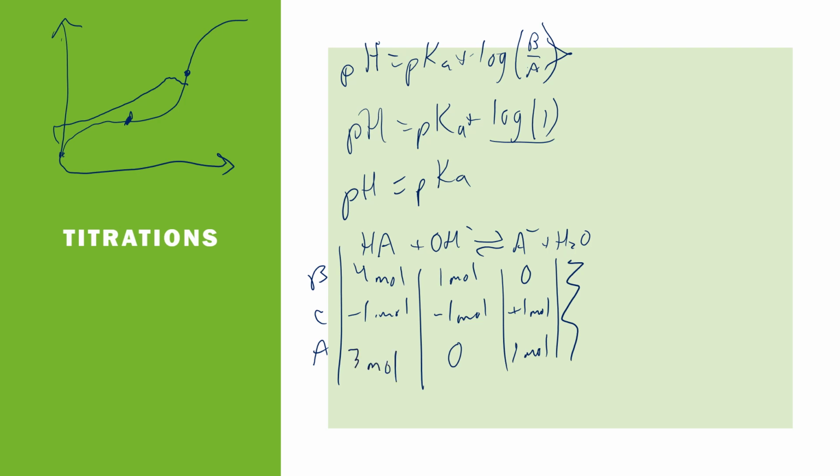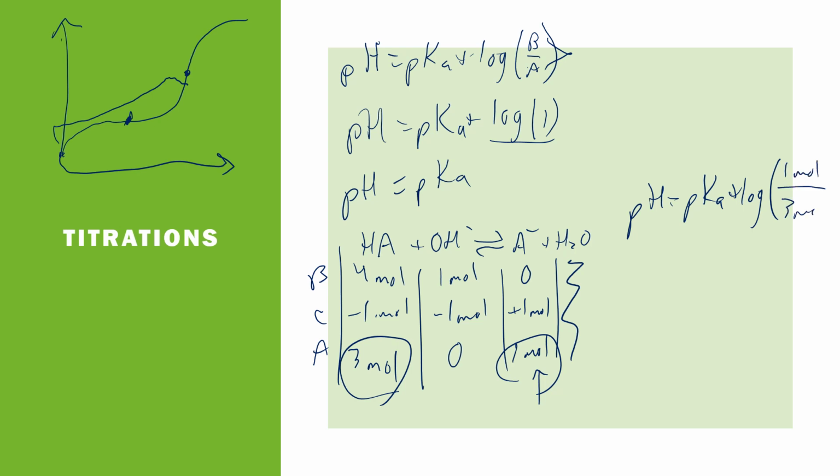Now that I have the moles for the acid and base, I can use Henderson-Hasselbalch. pH equals the pKa plus the log of the base, which is the 1 mole, over the acid, which is the 3 moles. This is a generic acid, so you'd have to plug in whatever the pKa is for that acid and solve for the pH. And I know because I have more acid, it's going to be somewhere in this range before the half equivalence point. So that's how you would solve during a titration.